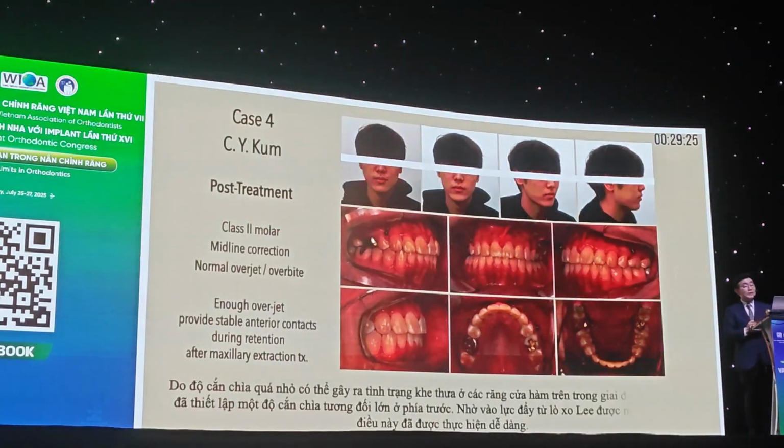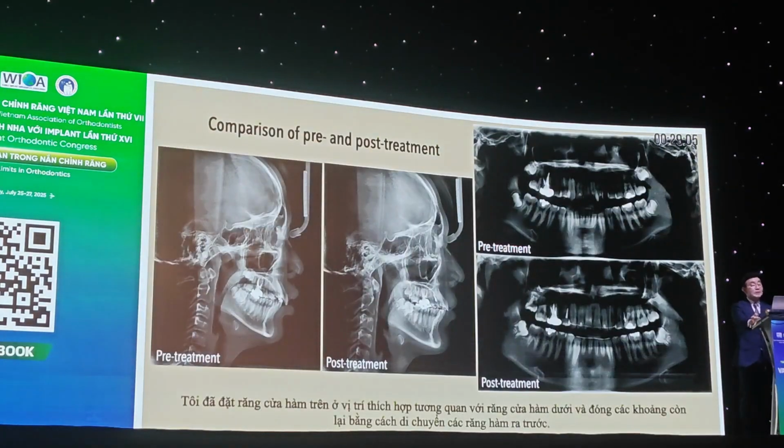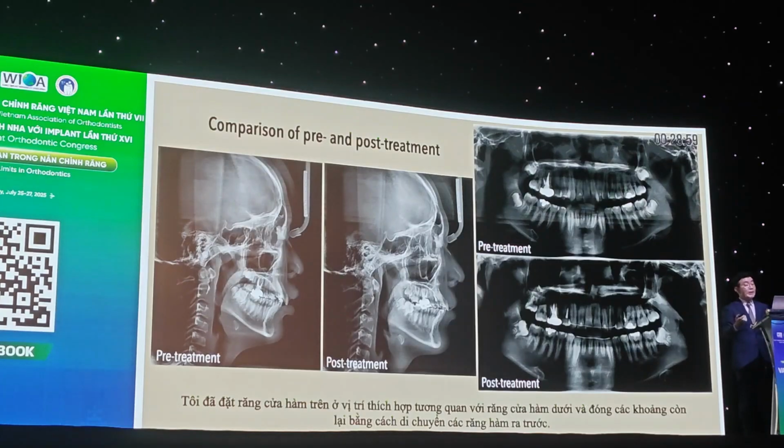Given that a tight overjet can breed spacing of the maxillary anterior teeth during retention, I make sure to establish a generous anterior overjet. Thanks to the TAD-supported pushing force of the wrist spring, this was accomplished with ease. I positioned the maxillary incisors favorably with respect to the mandibular incisors, and closed the remaining space with the forward movement of the molars.